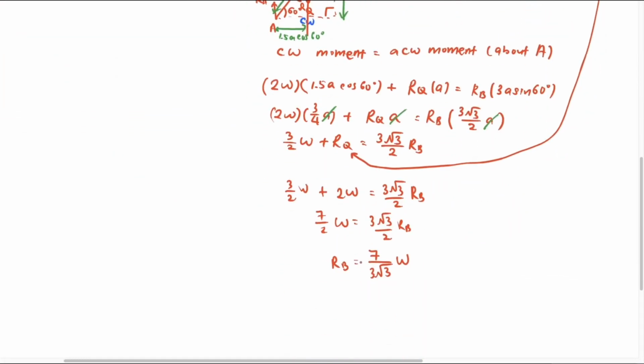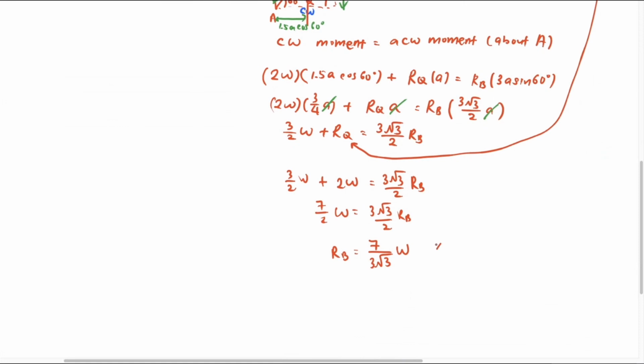Okay, I need to rationalize the denominator. I multiply with 3 up and down. 3 times 3 we get 9, so we get 7/3 W. Okay, so we get to show it. So that is RB. We managed to show that. Okay, now let's continue.